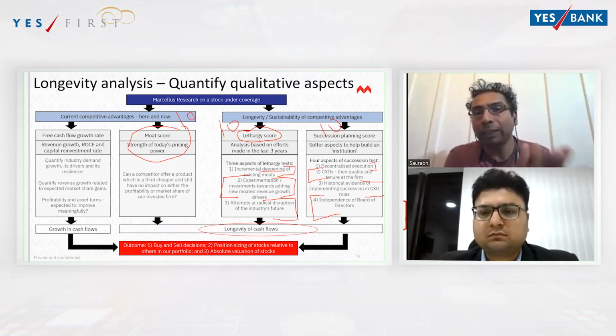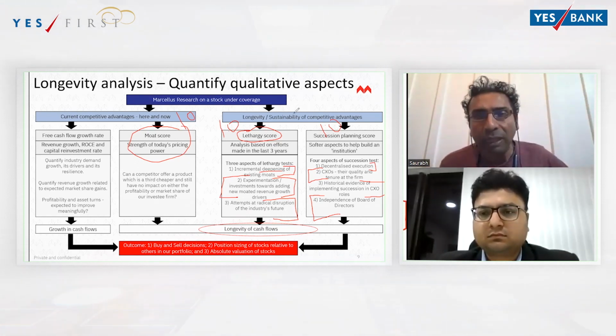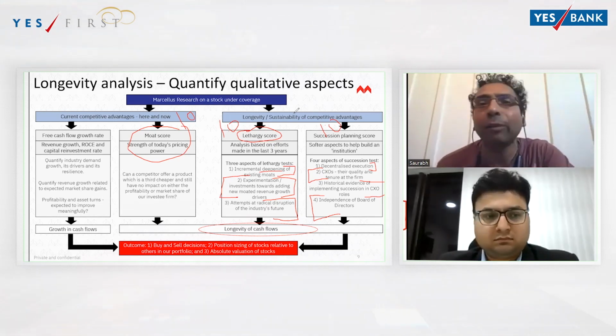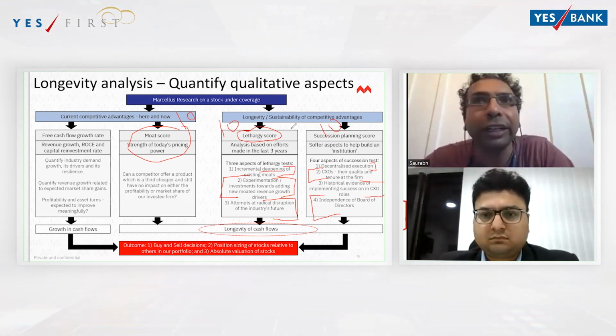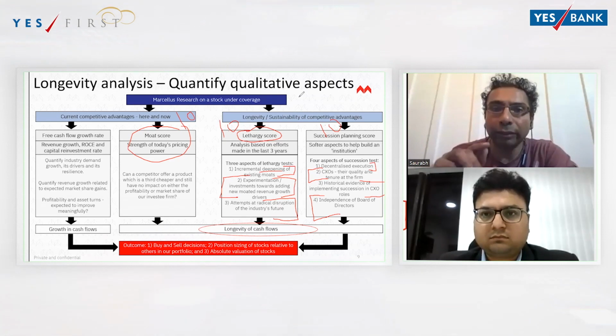So maximum score is 10 for Moat, 10 for lethargy, 10 for succession planning, right? Typical franchise that we invest in will get 20 marks out of 30. Champion franchise, say a Titan or an Asian Paints, will push 25, 26, right? This score, this longevity score, we call it the longevity score, this drives position sizing and the buy sell decision.